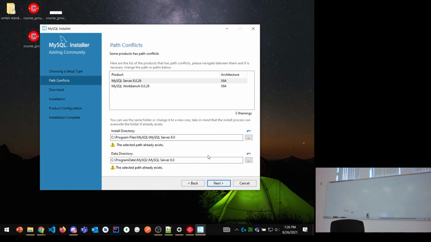Okay, so we're gonna have to restart the computer. Yeah. And when the computer restarts, try to run the MySQL installer again and then see if it shows the same. Okay, so it should be false.